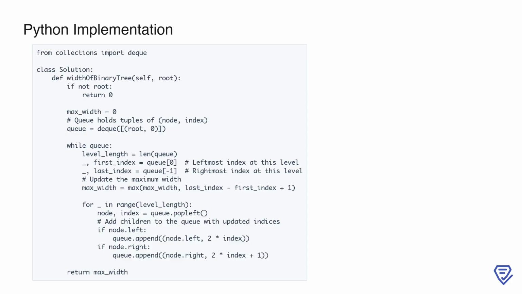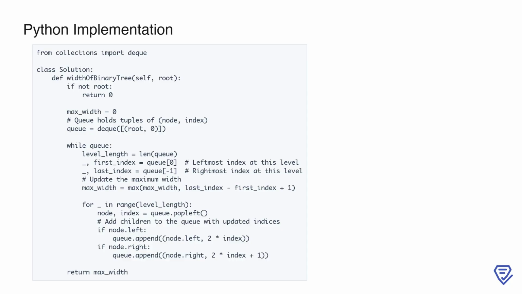Let's break it down step by step. 1. Imports and initialization. The solution uses a deque from the collections module to implement the queue for BFS. A max_width variable is initialized to store the maximum width of the tree. 2. Edge case. If the input root is null, the function immediately returns 0, as the tree has no width. 3. BFS setup. The queue starts with the root node and its index, 0.